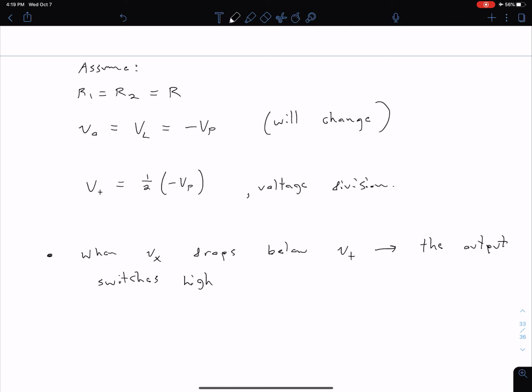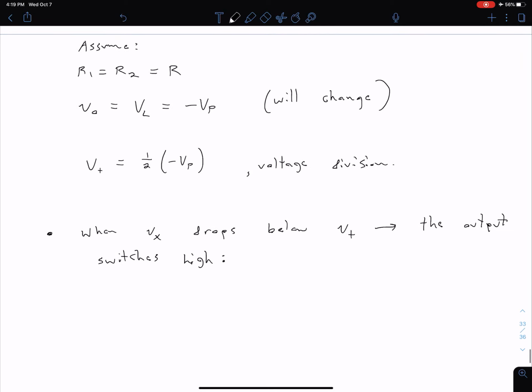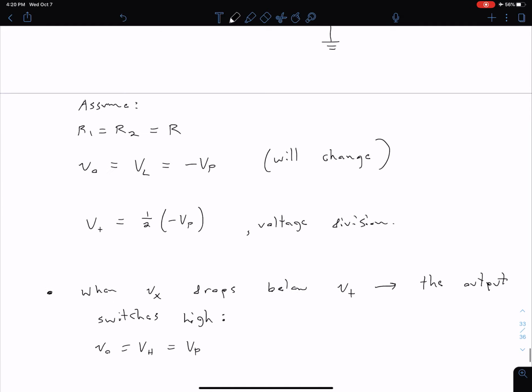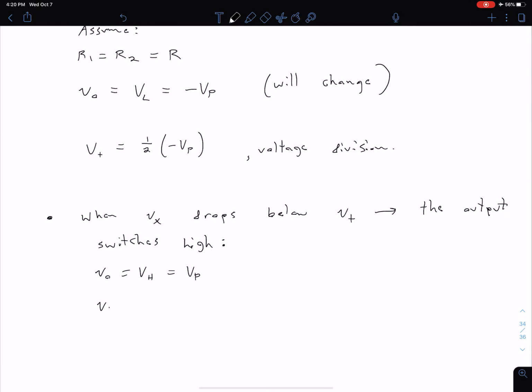So once our output switches high, we can then change our conditions for our output, of course. So we have V out is equal to V high, which we said the very first time we wrote that circuit is equal to VP. So now coming back to the same voltage divider circuit over here, what we can see is our V plus value has changed. So now our V plus is equal to 1/2 times positive VP. And again, that's from voltage division.